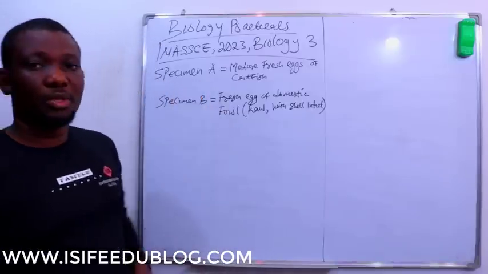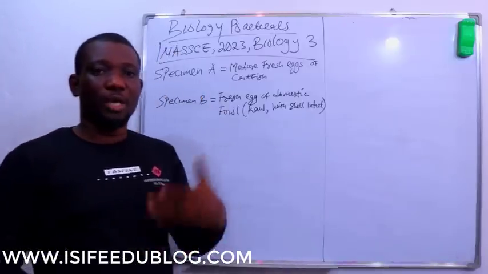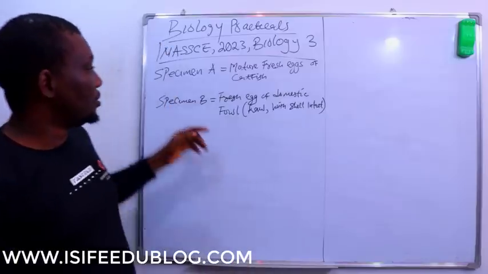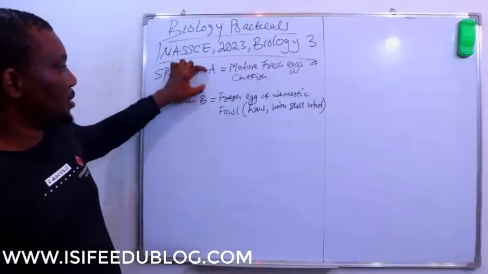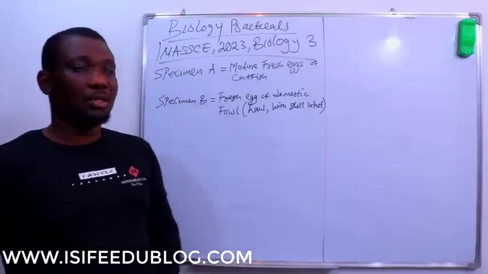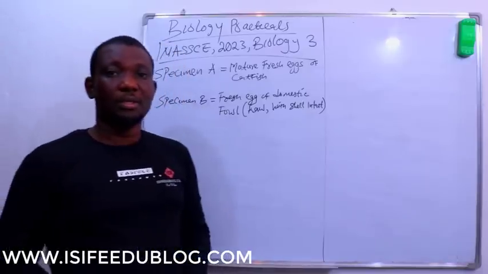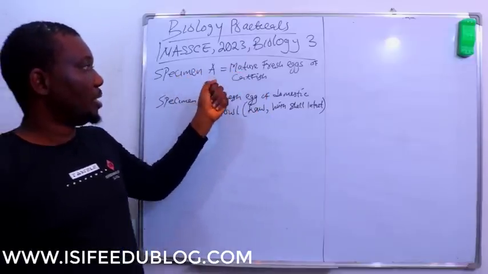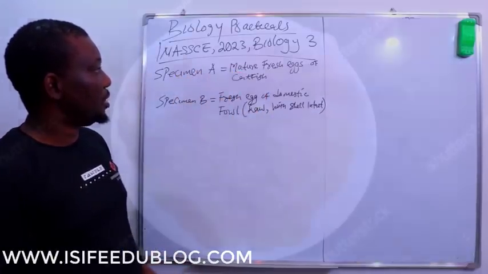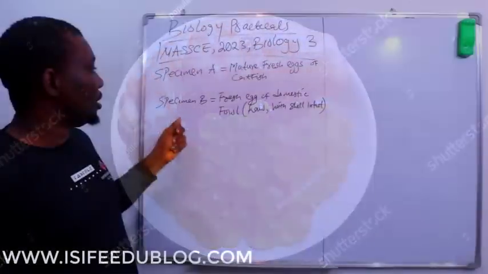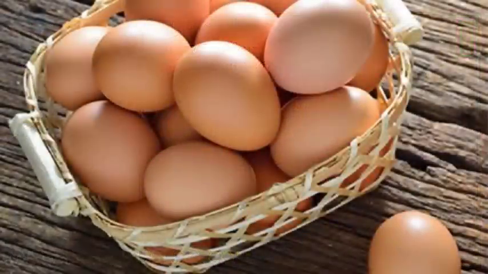So we'll start with two specimens, and from this we'll advance to other specimens. The reason why we are looking at these two specimens side by side is due to their similarities as well as their differences. In specimen A, you have mature fresh eggs of a catfish, and in specimen B, you have a fresh egg of domestic fowl.